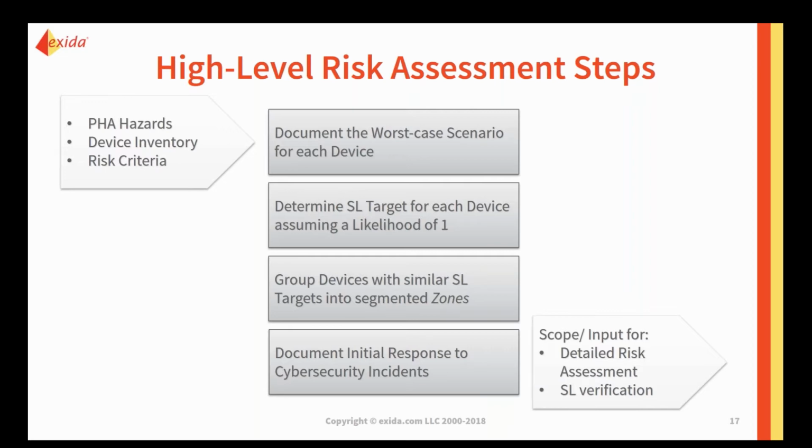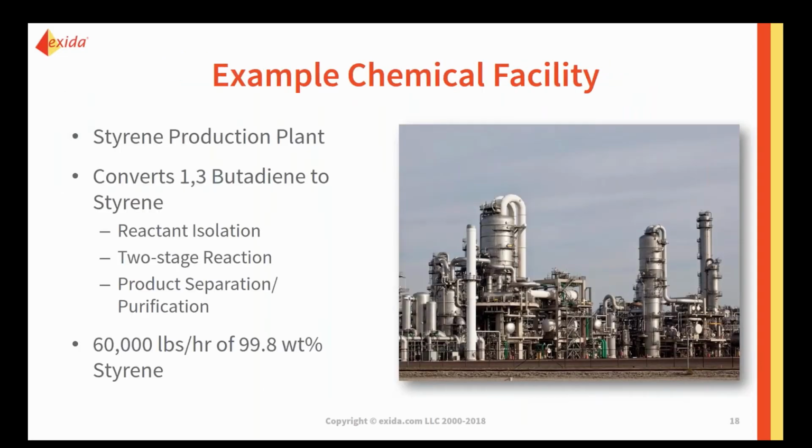The first is documenting the worst-case scenario for each device. Next, we will determine what the security level target for each device should be, assuming that there's a likelihood of 1 for the threat. Then we will determine which devices have similar security level targets, and we will group them into zones that we can then separate from other zones. And then we will document what the initial response to cybersecurity incidents should be. This will in turn scope what we need for our detailed risk assessment and security level verification.